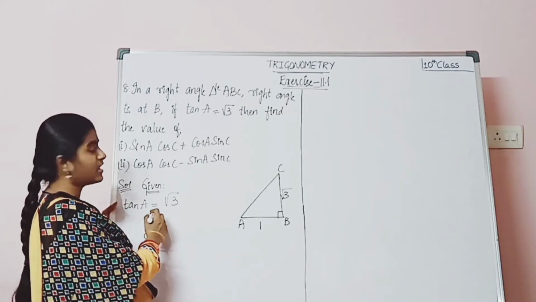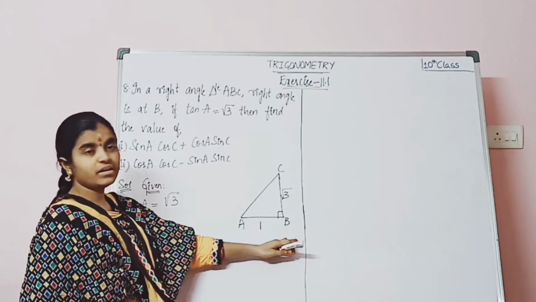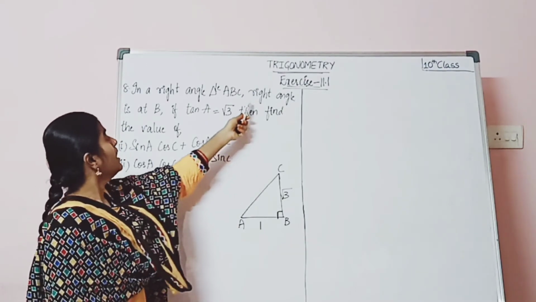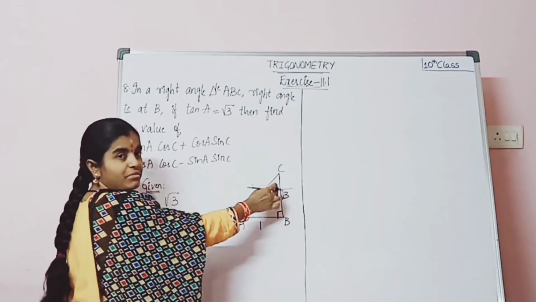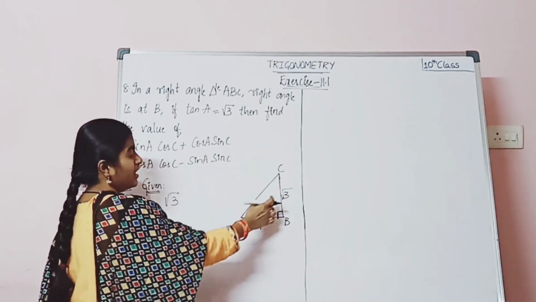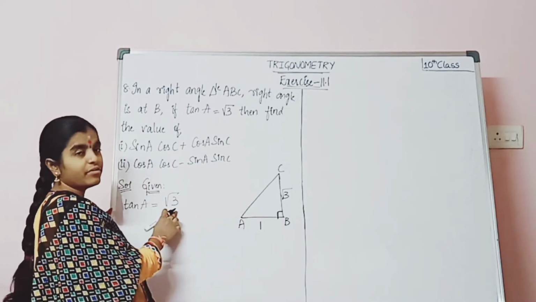So what is given here? Tan A value is given. Tan A equals root 3. Let us consider a right angle triangle ABC. What is given in the question? Right angle is at B. So we have to take right angle at B. Now we have to consider a right angle triangle ABC. So here tan A is given. Tan A equals root 3.